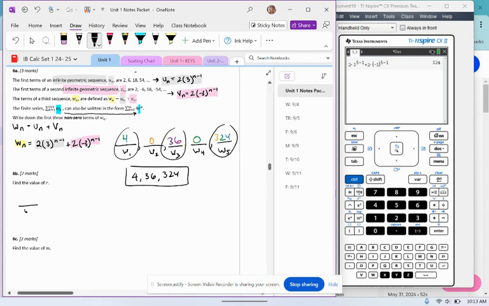we've got W1, W2, W3, and that is 4, 36, and 324. Let's find the common ratio R. We would do second over first. So we have R is 9. All right, cool. That's where R came from.